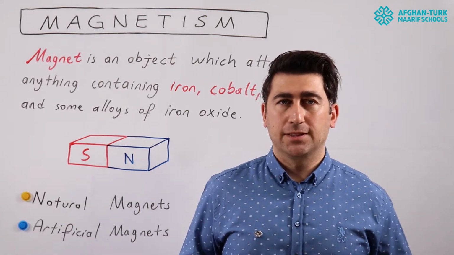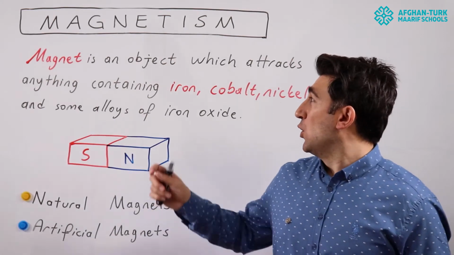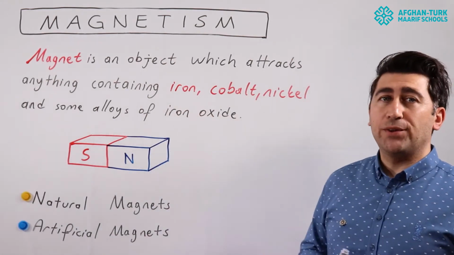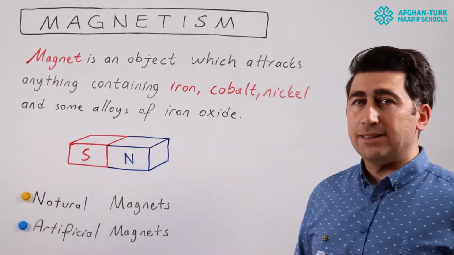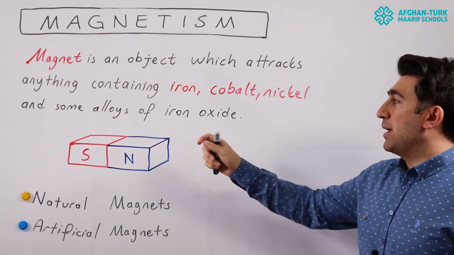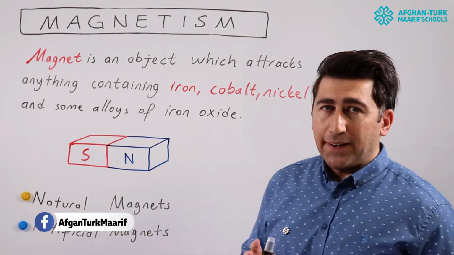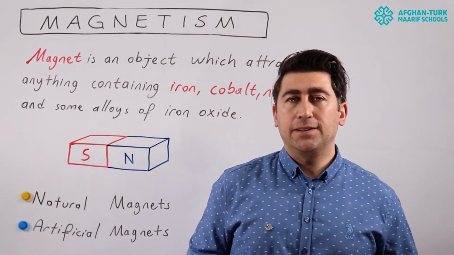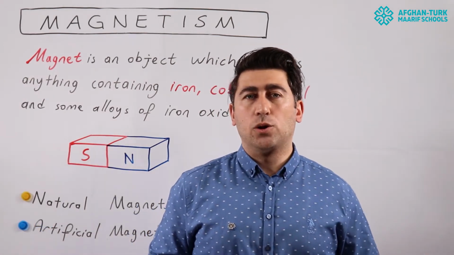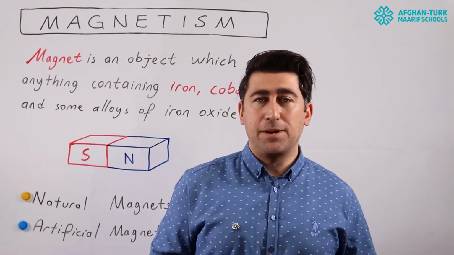What is a magnet? A magnet is an object which attracts anything containing iron, cobalt, nickel, and some alloys of iron oxide. These materials are called magnetic materials, and all other materials are called non-magnetic materials.